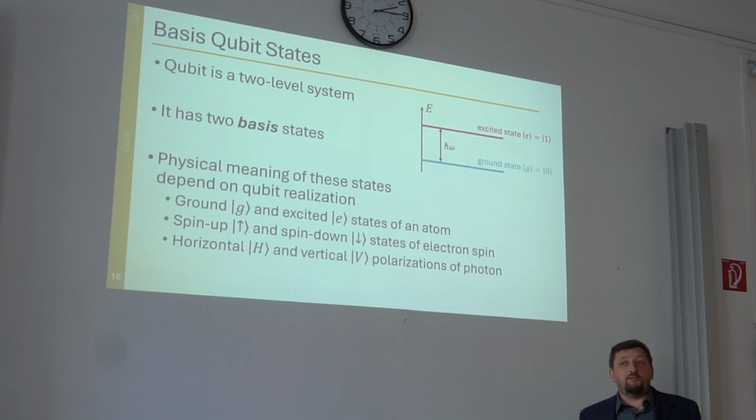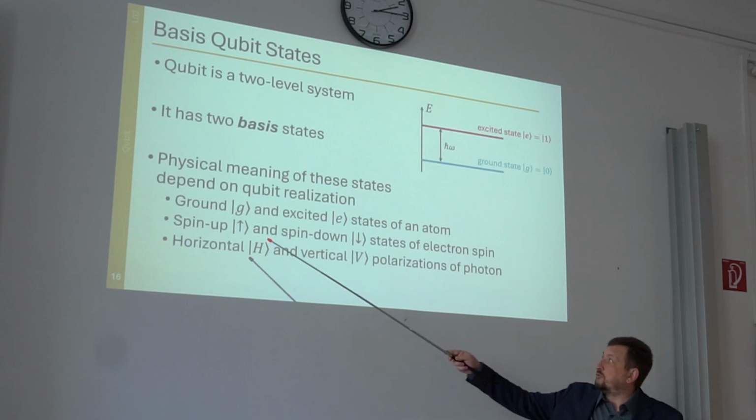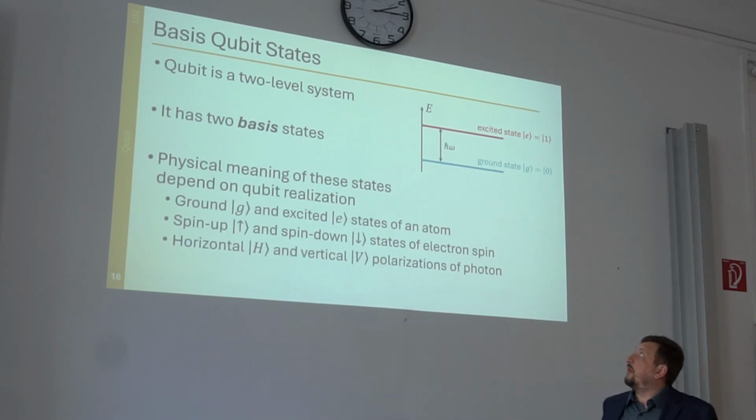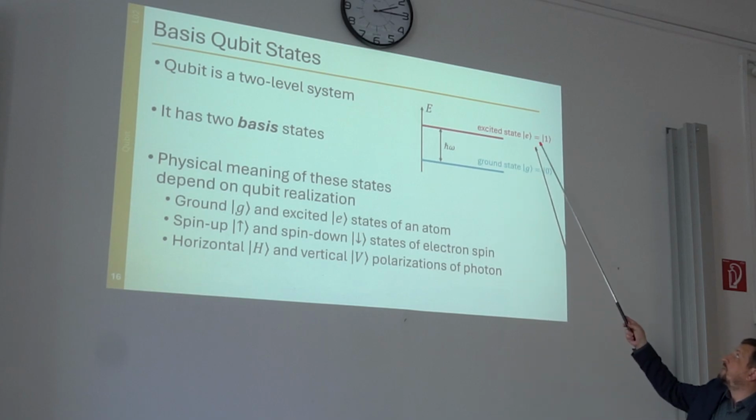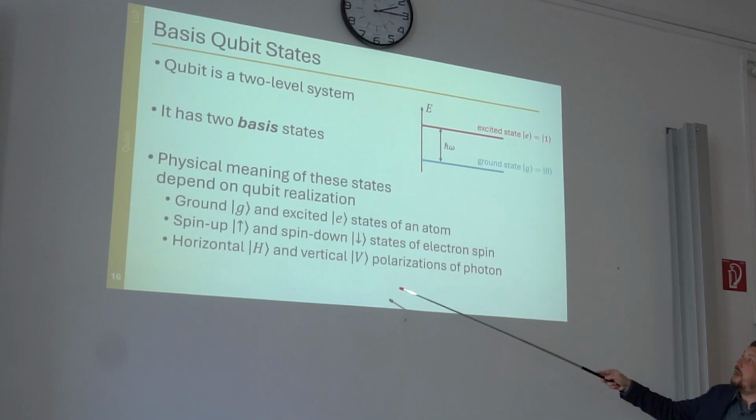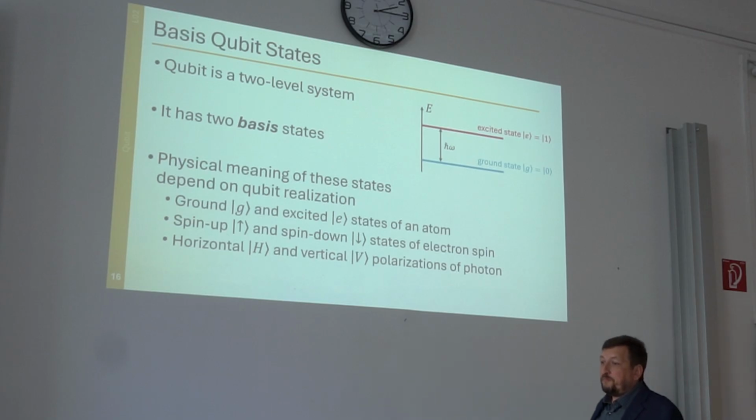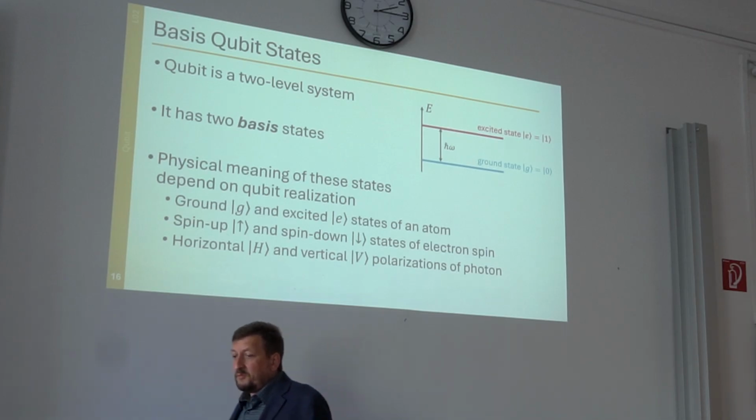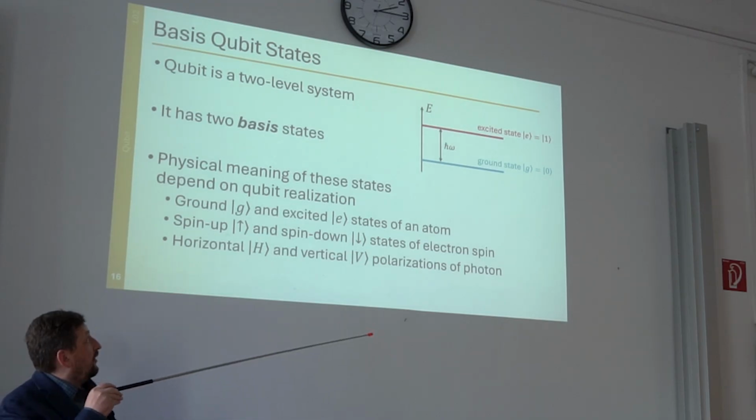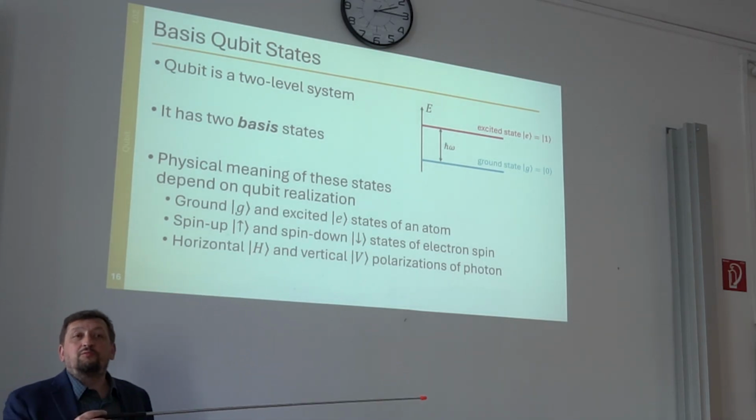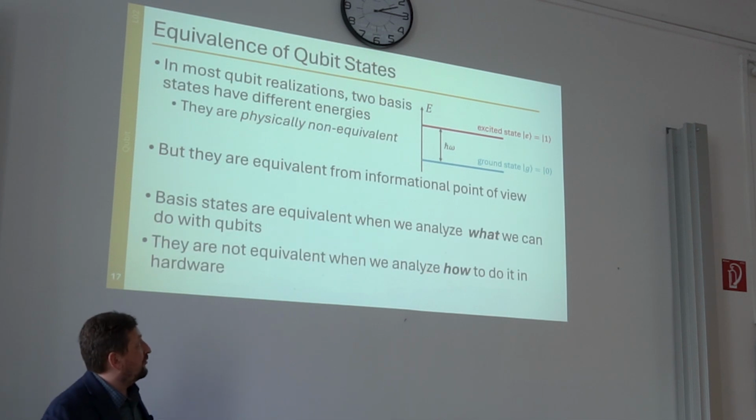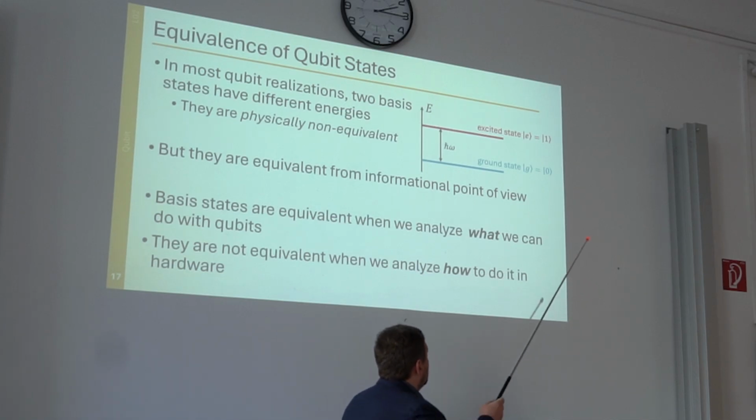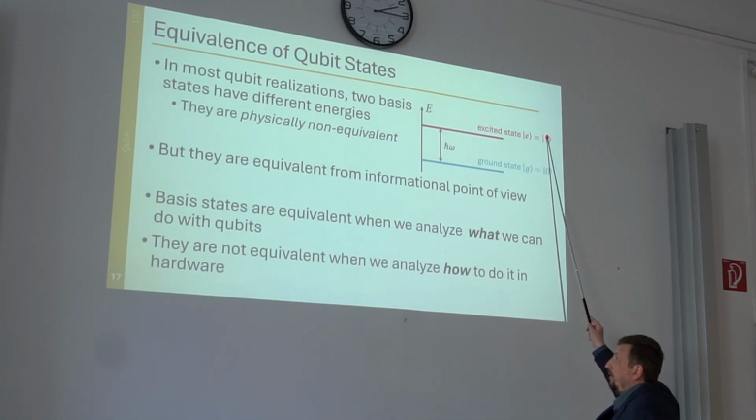For spins, we have spin up and spin down. When we are talking about atoms, we have a ground state, which is usually denoted as G, and an excited state, which is usually denoted as E. So there are many different notations, but when we are talking about, say, quantum computing, it is not convenient to use these different notations. So what we do in quantum computing, we always denote one state 0 and the other state 1.